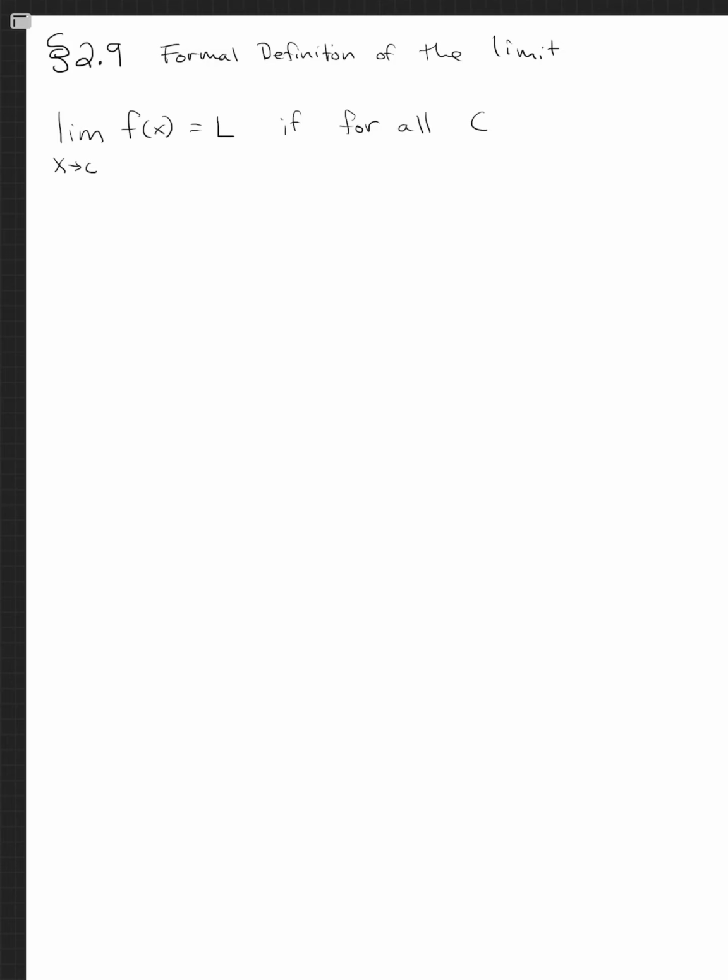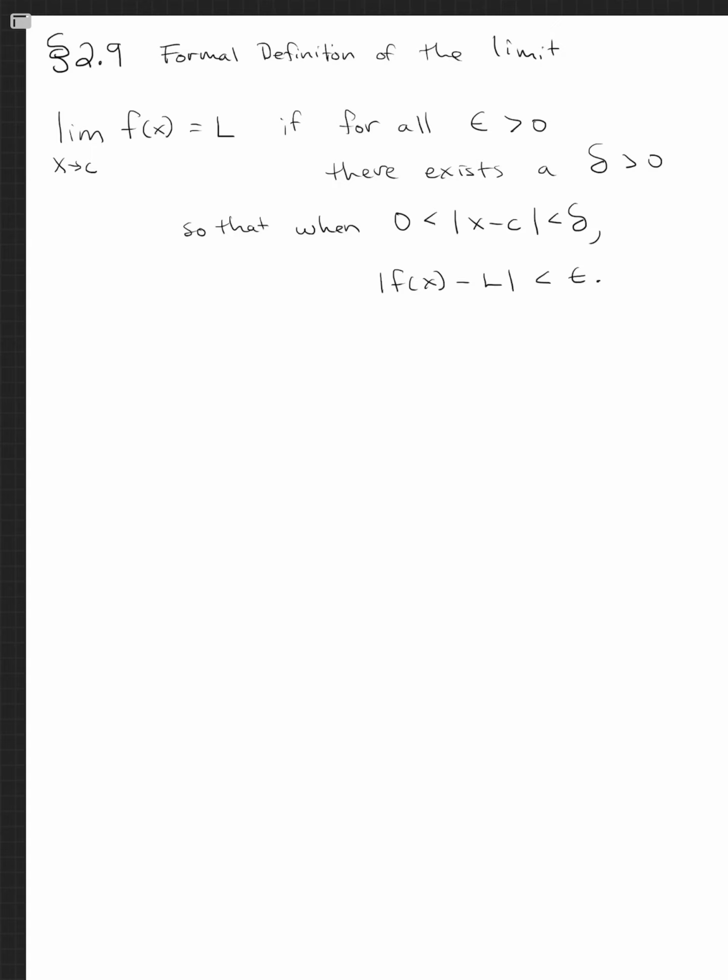The limit as x goes to c of f of x equals L if for all epsilon greater than 0, there exists a delta greater than 0, so that when 0 is less than absolute value of x minus c is less than delta, absolute value of f of x minus L is less than epsilon.